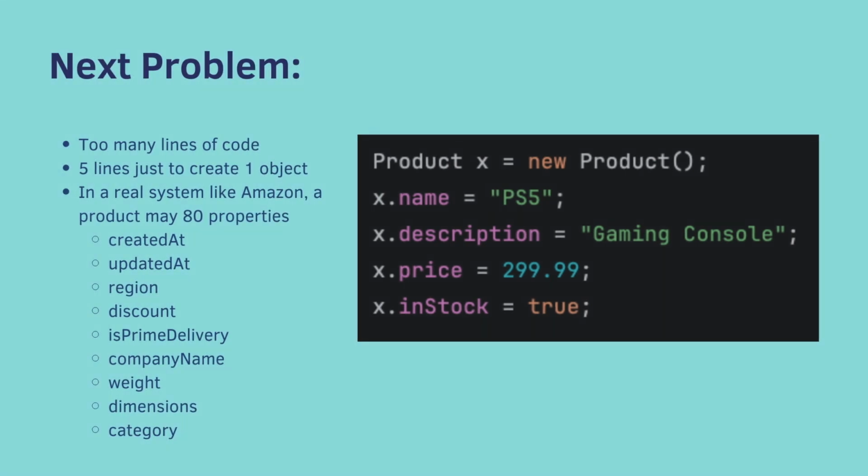So here's our next problem. We wrote too many lines of code. We needed 5 lines just to create one object. And this is just the beginning. In a real system like Amazon, a product may contain like 80 properties, like created at, updated at, a region, some sort of discount code, is it prime delivery, a company name like Sony, weight, dimensions, a category, and the list could go on and on.